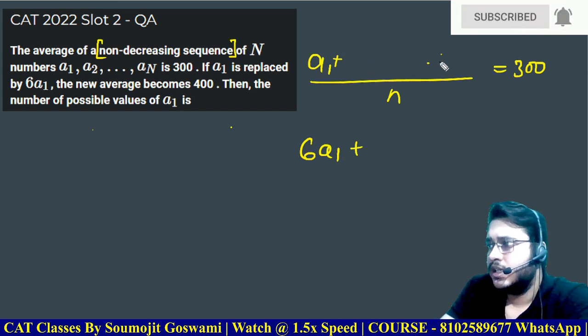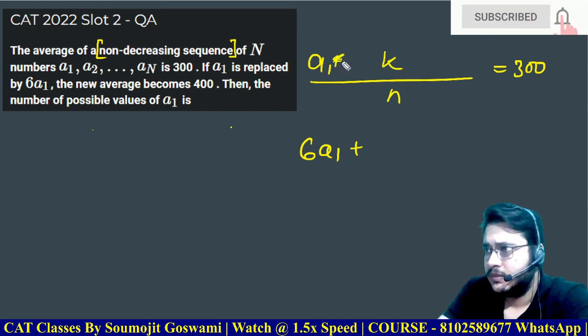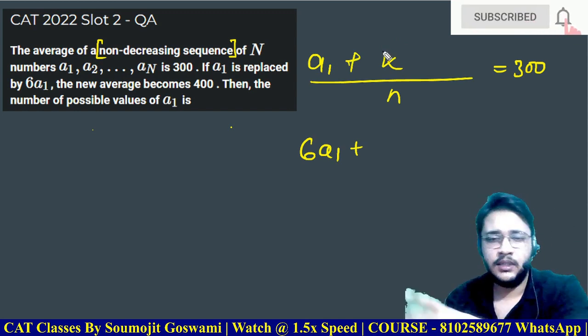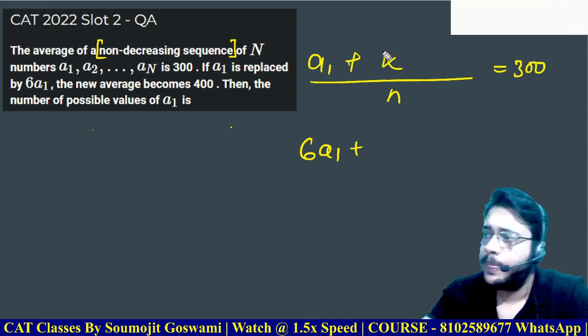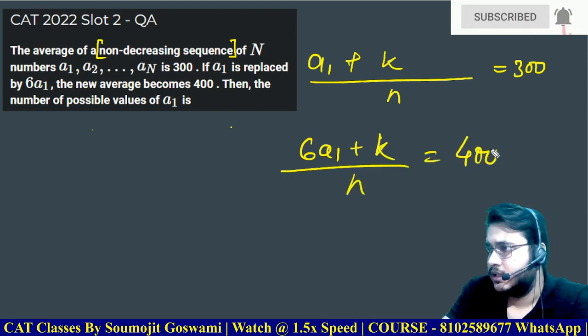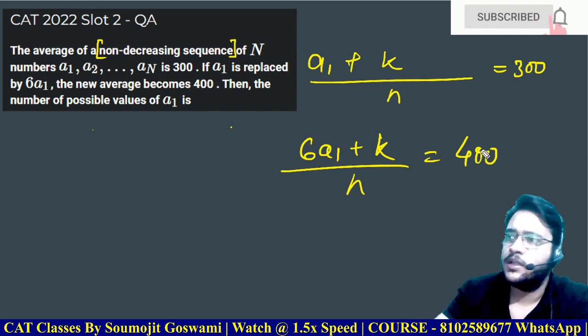Actually, instead of writing all of this, you could have just written it like 6a1 plus k by n. These are your summation of the n minus a1 terms. Similarly, I can write it like this, is equal to 400. This is what is given. So when a1 is replaced by 6a1, the new average becomes this thing.